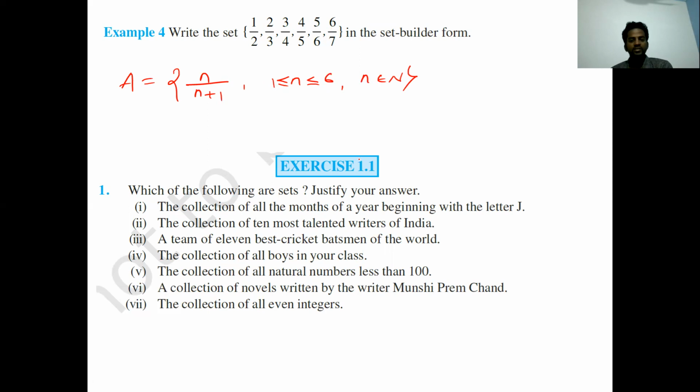See the next one, exercise 1.1. Which of the following are sets? Justify your answer. The collection of all months of a year beginning with the letter J. Is it a well-defined collection of objects? Yes. Why? Because the months containing J at the start are January, June, July. Yes, we can write full form June, July, January.